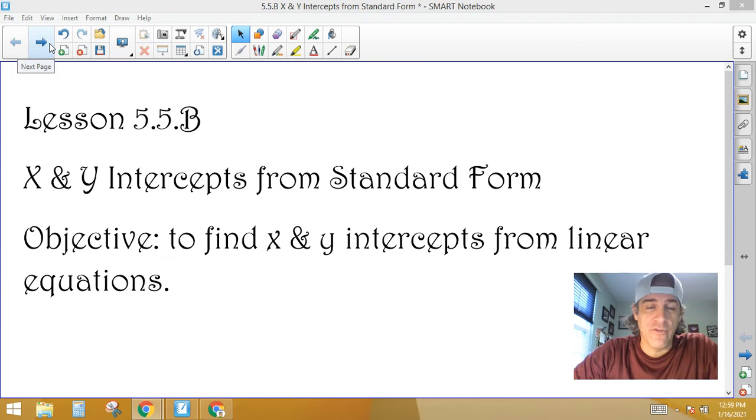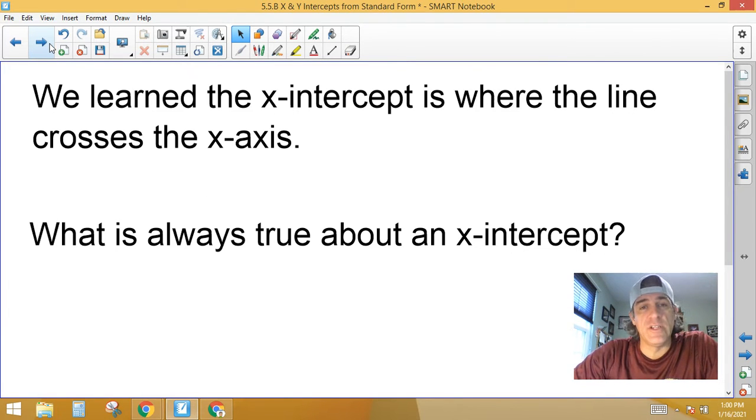A couple of reminders about intercepts. We learned previously that the x-intercept is where the line crosses the x-axis. X-intercept sounds like intersection, but it's actually intercept. So what is always going to be true about an x-intercept?